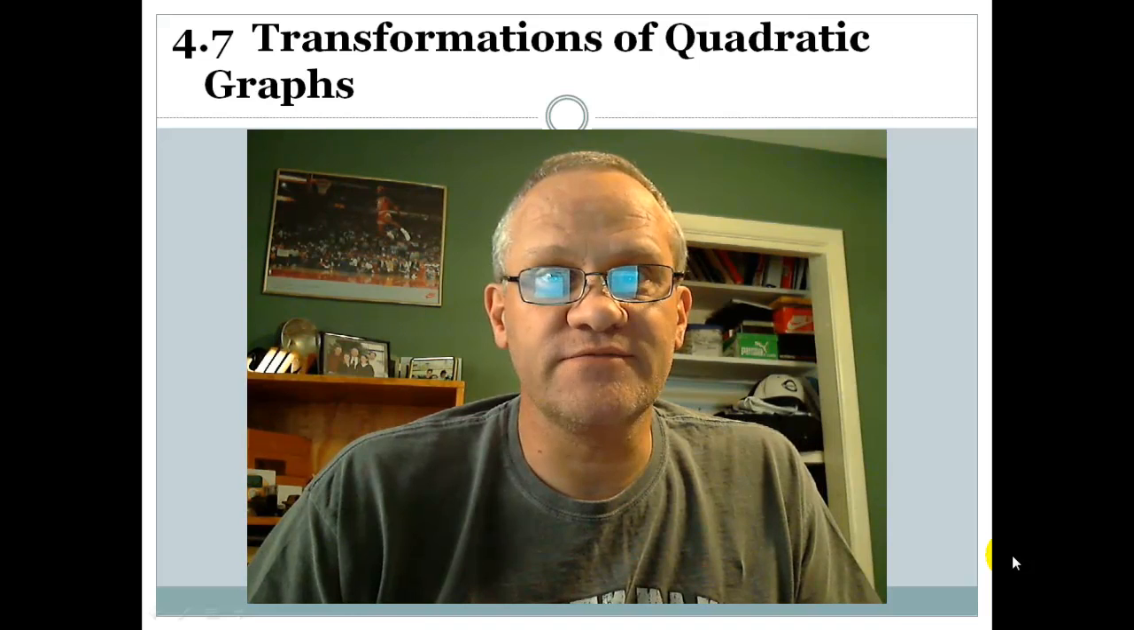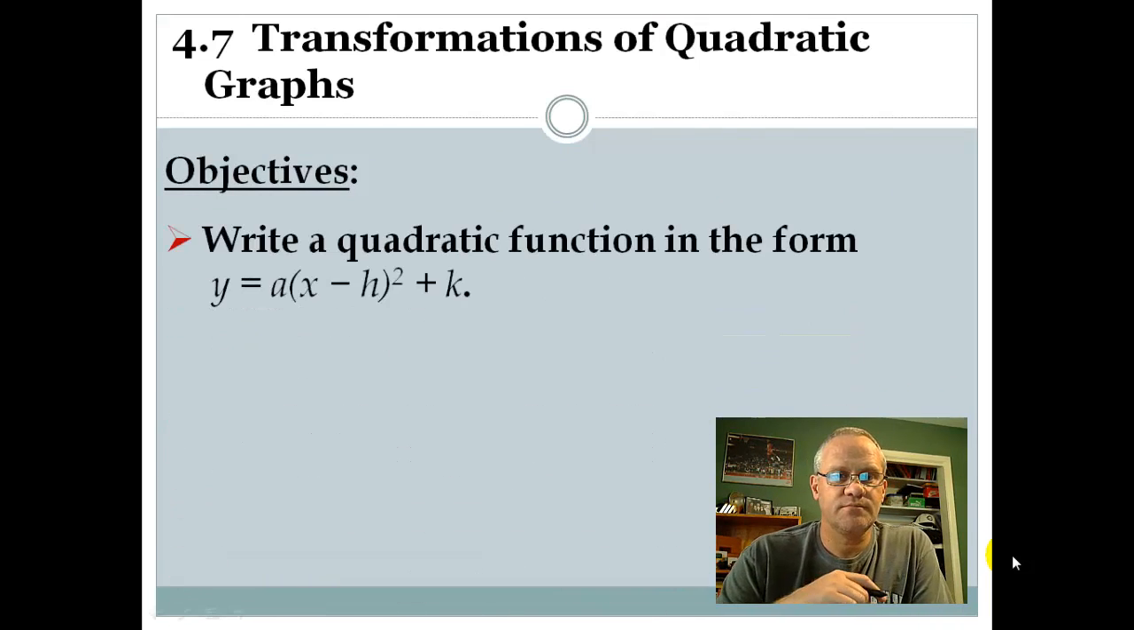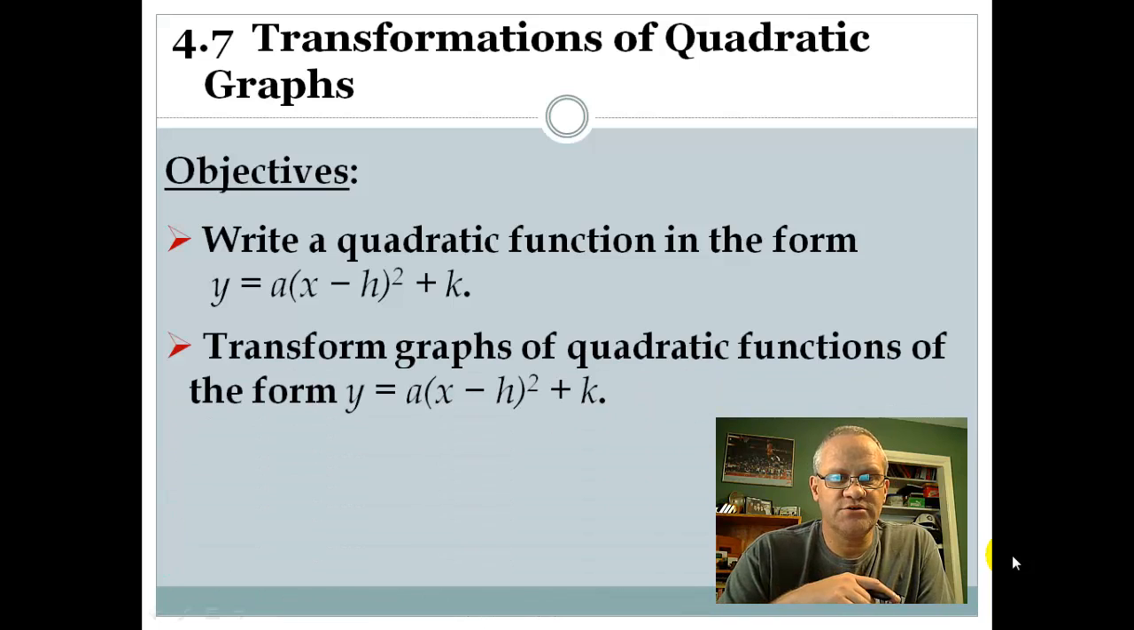Let's talk about our objectives first of all, okay? First of all, we want to write a quadratic function in the form of y equals a, parentheses, x minus h, parentheses squared, plus k. That should look somewhat familiar. That's what's called vertex form. We're going to talk more about that in a second. And then transform graphs of the quadratic functions in that same form. Okay, so those are a couple of objectives today.